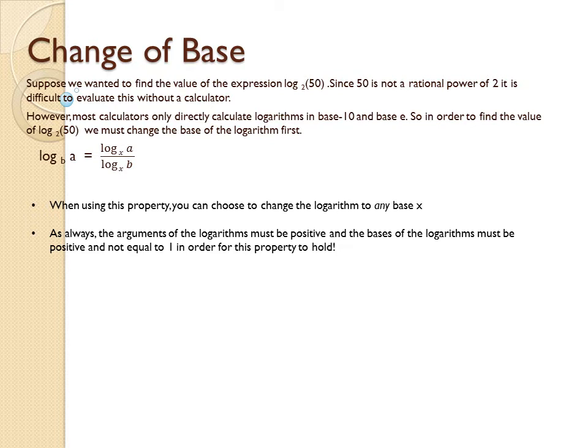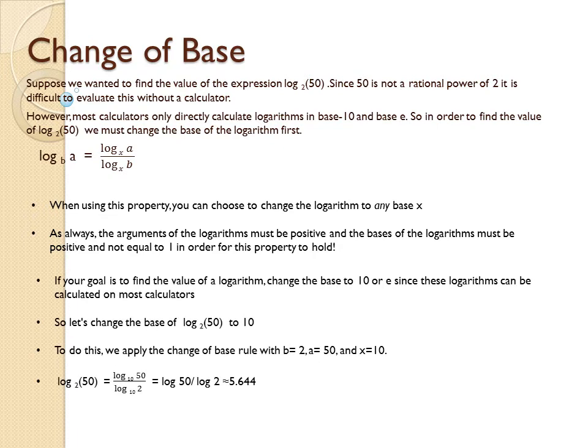Before that, there are two important notes on this theorem. When using this property, you can choose to change the logarithm to any base x, so x can be e, x can be 10, anything. As always, the arguments of the logarithm must be positive. The bases of the logarithm must be positive and not equal to 1 in order for this property to hold, so it cannot be 1. If your goal is to find the value of a logarithm, change the base to 10 or e, since this logarithm can be found through a calculator.